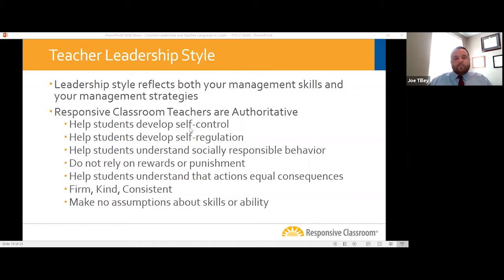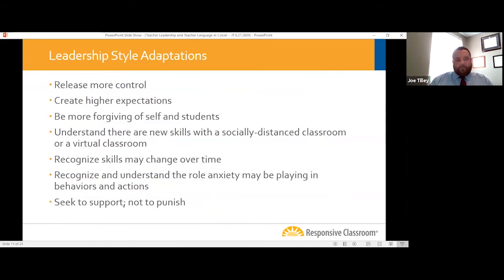And so as you reflect on it, learn from it, ask your students what's working, ask your students what's not working, but be kind to yourself, because these are going to be imperfect adjustments as you go along. So what are some of those adjustments? First, you're going to have to consider whether or not you need to release more control.